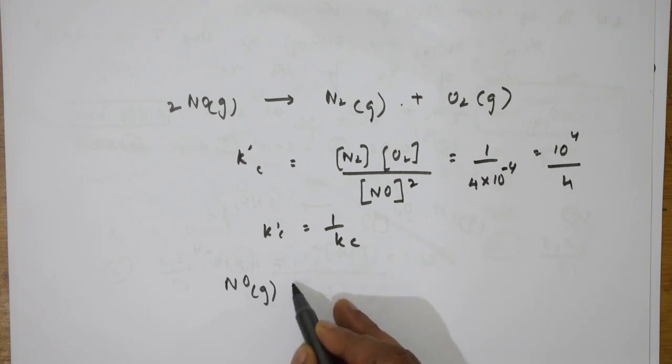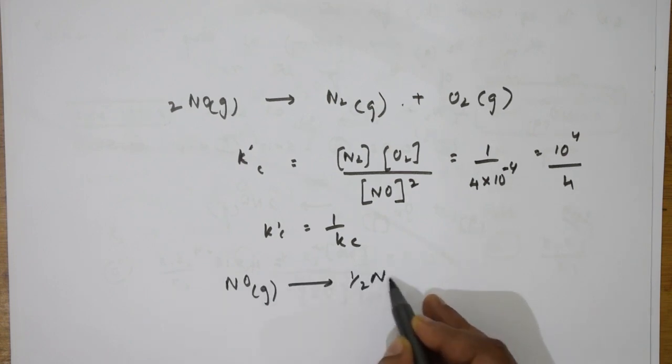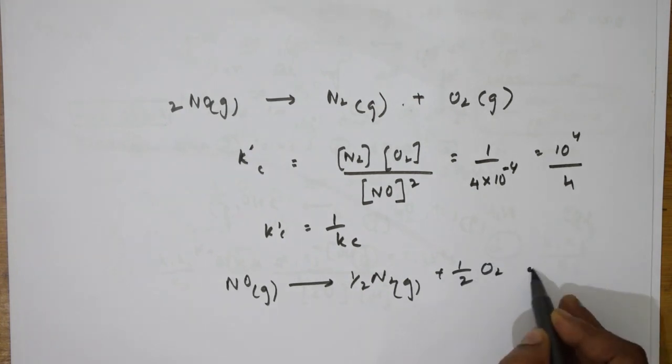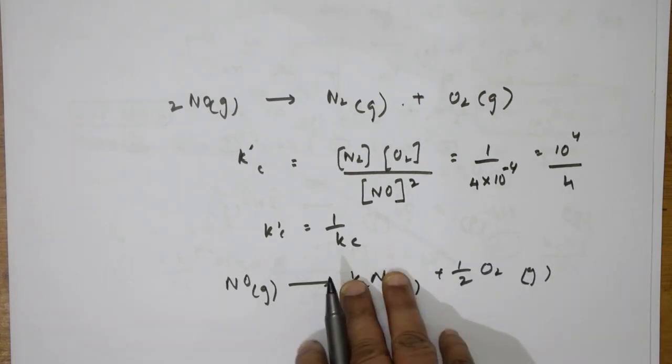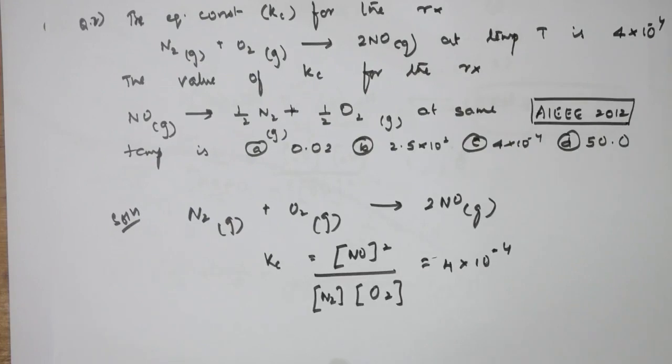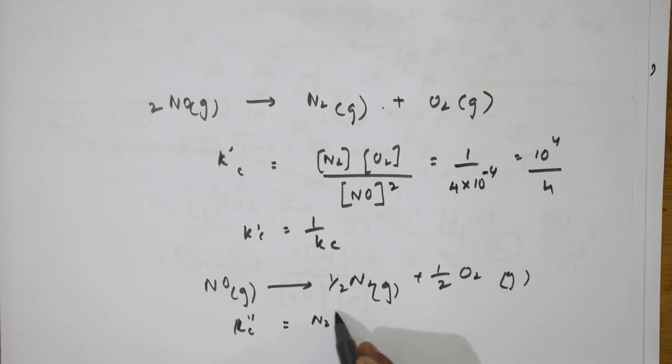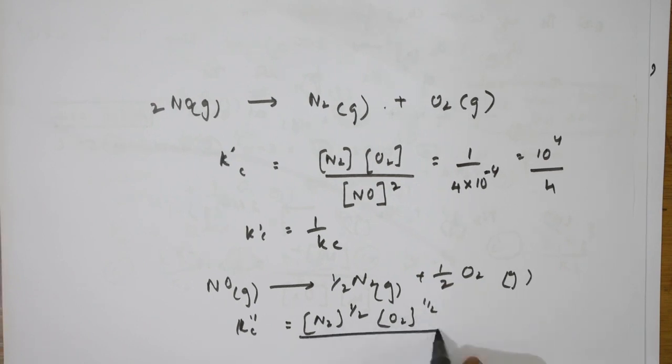Now let us come back to the reaction again. NO gaseous gives us half N2 gaseous plus half O2 gaseous. Why did I take this? Because they've asked to find at the same temperature. That is why I have taken that. So K double prime, say I'm taking one more, is equal to N2 raised to the power of half, oxygen raised to the power of half, divided by the reactant NO.